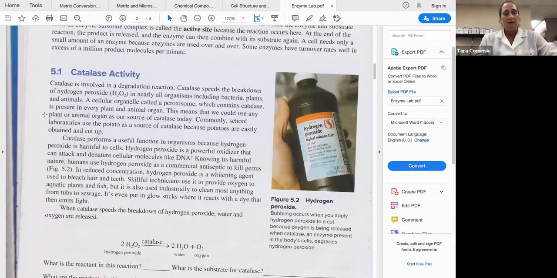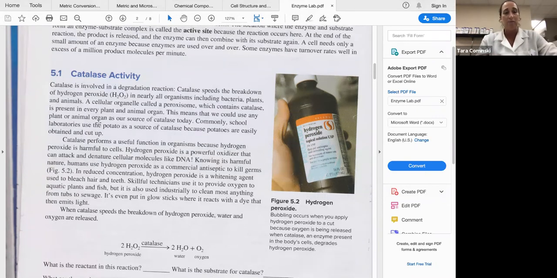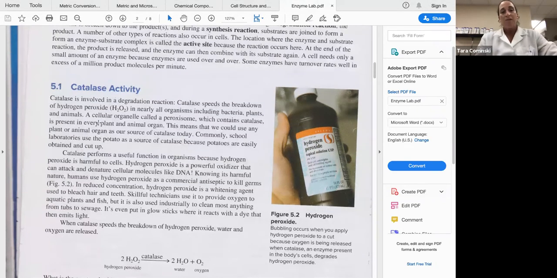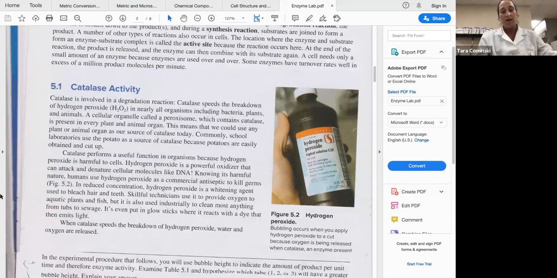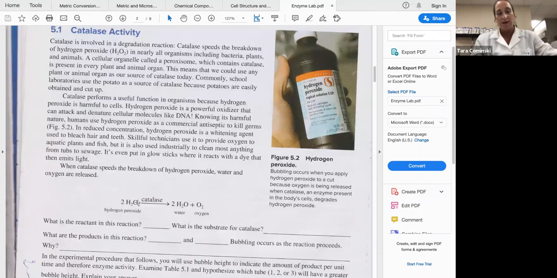So a couple things, right? And again, this is all in here. I hate to be reading from a paragraph. Catalase is the enzyme, okay? If you look here at this reaction down here, you can see that hydrogen peroxide is the substrate. Catalase will break down hydrogen peroxide into water and oxygen, okay?